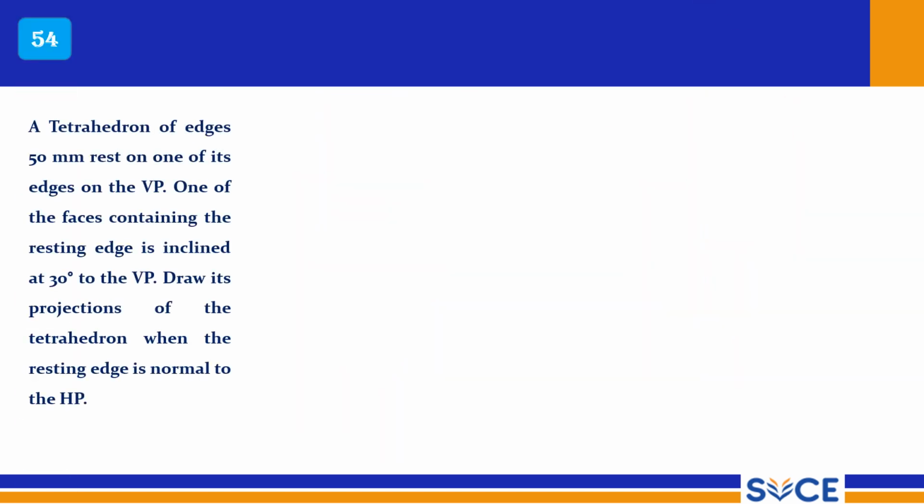So 54th problem, a tetrahedron of edges 50 mm rests on one of its edges on the VP. One of the faces containing the resting edge is inclined at 30 degrees to VP. So here the true shape should be drawn on VP. Draw its projections of the tetrahedron when the resting edge is normal to the HP. Right? When the resting edge is normal to HP, that is, it is perpendicular to HP.